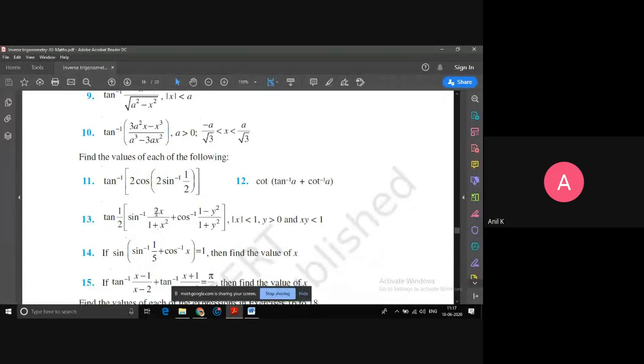Then you substitute here. You'll get 2 tan A upon 1 plus tan square A. Do you know the formula of that one? That is the formula of sine 2x, if you remember class 11 formulas. So if I substitute x as tan A, that is going to be sine 2x. So sine inverse of sine 2x is just 2x.